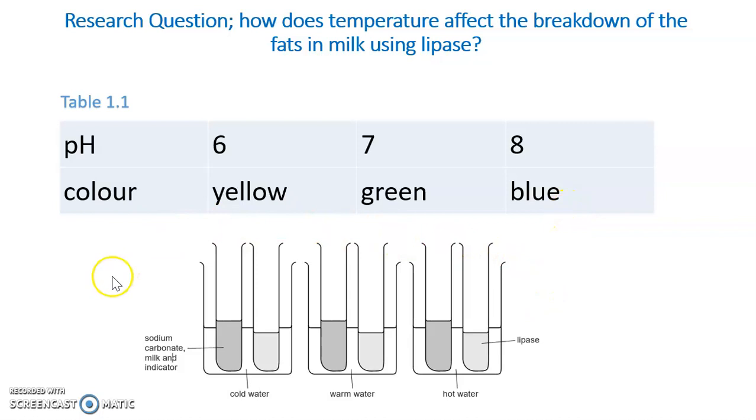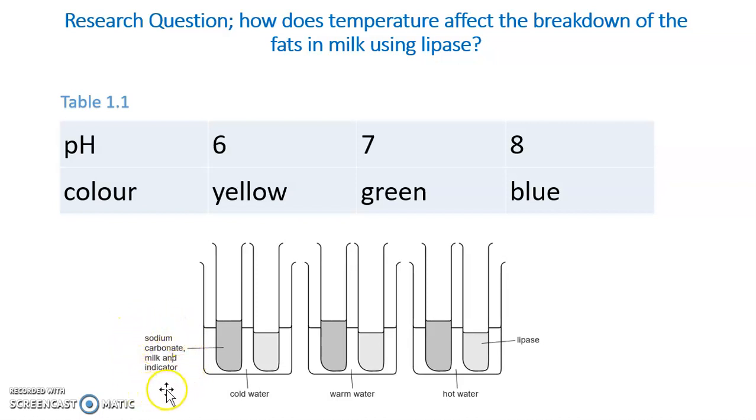And down here, again, you can see this all in the task booklet. You've got the experimental setup, and what you've got are experimental pre-incubated solutions here. What we've got in this test tube is sodium carbonate and milk and indicator. So this is the substrate and the indicator. The sodium carbonate is in there to make the original solution alkaline.